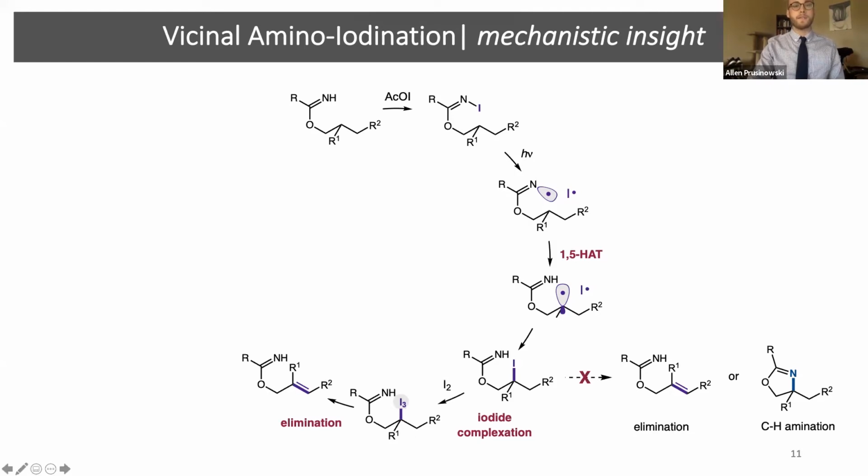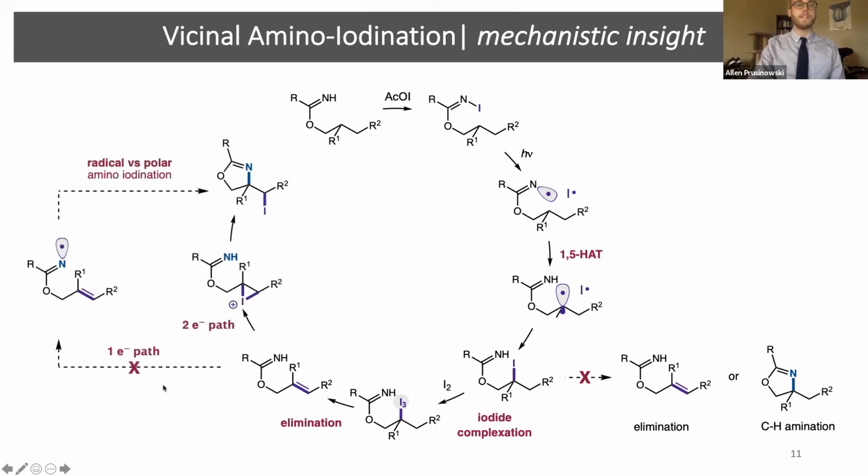Once we get to this hypernucleofuge, we think this can eliminate to get you to an allyl imidate, which again has a choice to go under two pathways. The first is a single electron pathway where you can oxidize the nitrogen and undergo 5-exo-trig cyclization, and the second is an iodonium formation followed by a cyclization and ring opening.